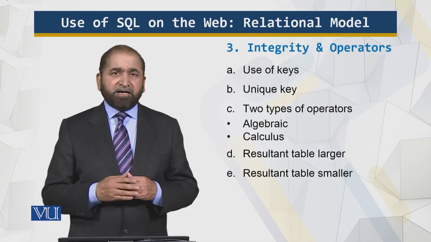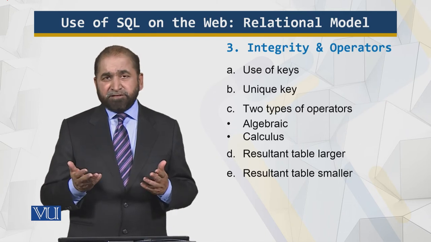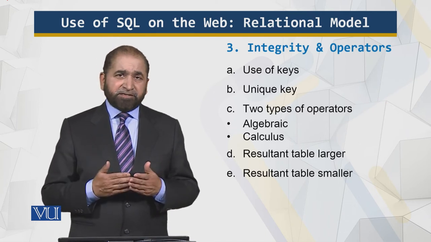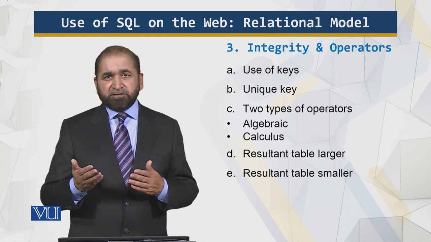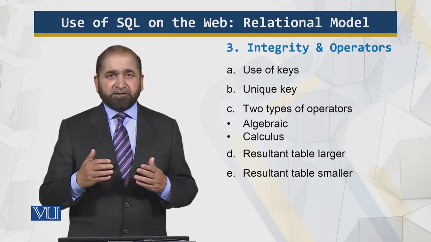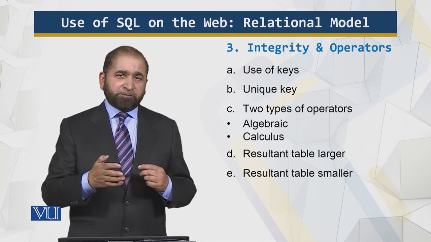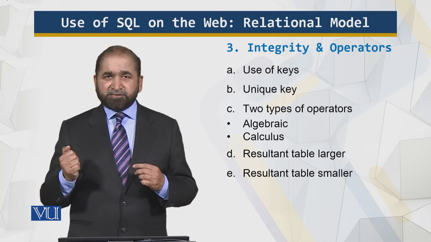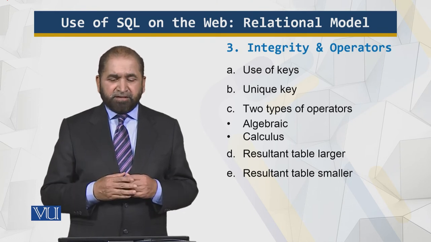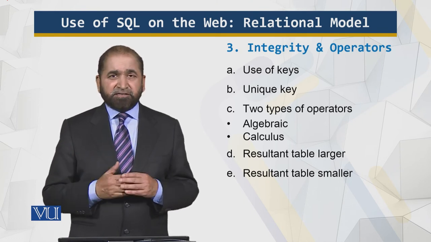Now, integrity and the operators. There are many types of keys. There is the primary key. There is the foreign key. Then there are other keys. Integrity relationships means that if I'm inserting something in the database, that is with reference to something which already exists. I will explain this. And then are the unique keys. Primary key is the unique key.